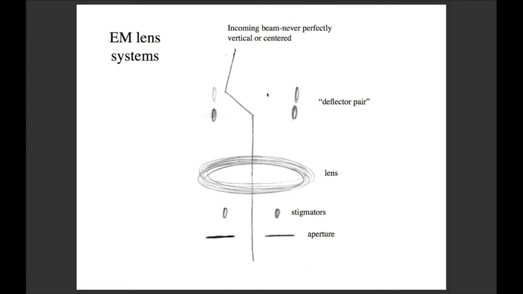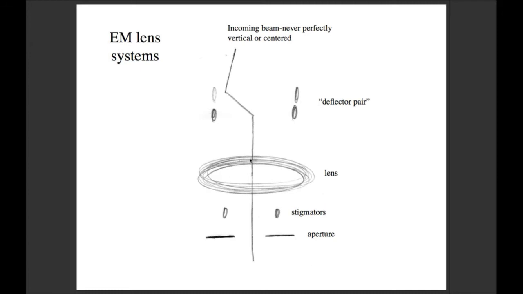So here's your lens, and this is where our magnetic field is being applied to focus our beam. The first thing above that is what's called a deflector pair, and what these do is tilt and shift the beam. The first pair on the top will tilt and then shift your beam, like a first step at the top of your electron source.